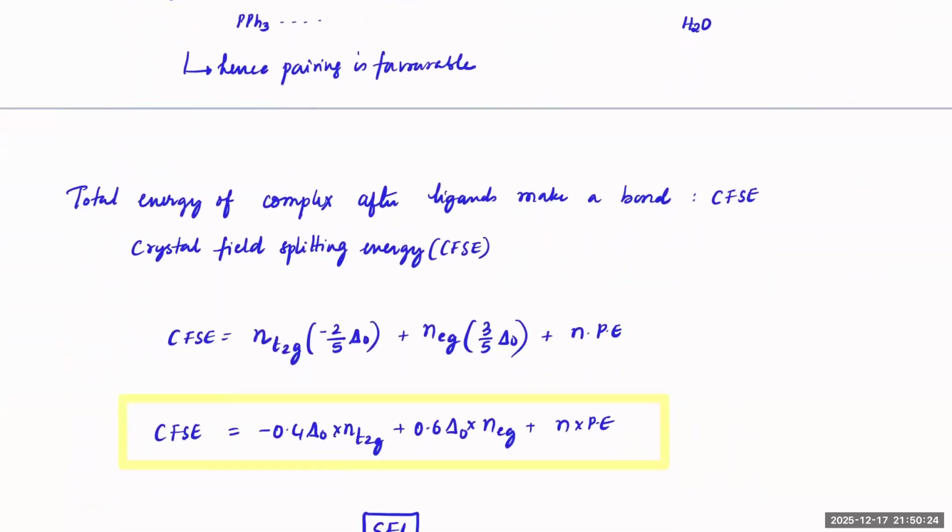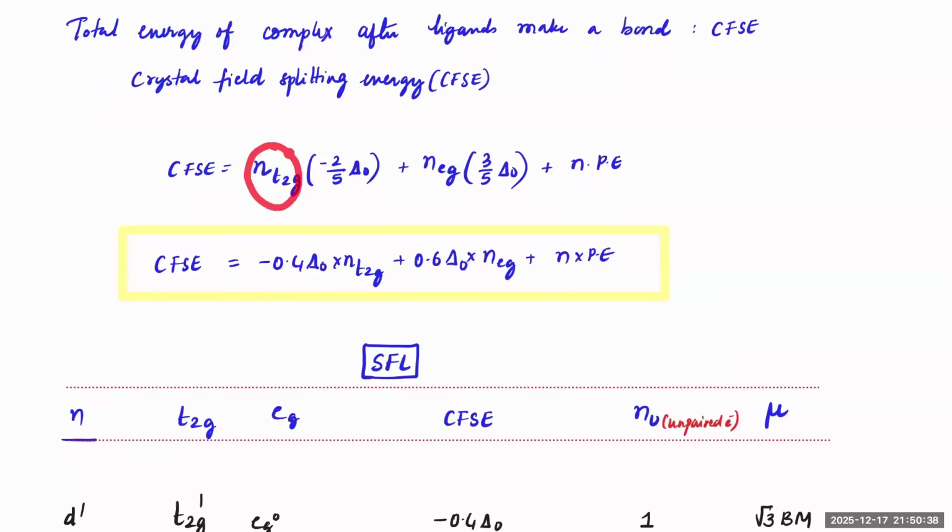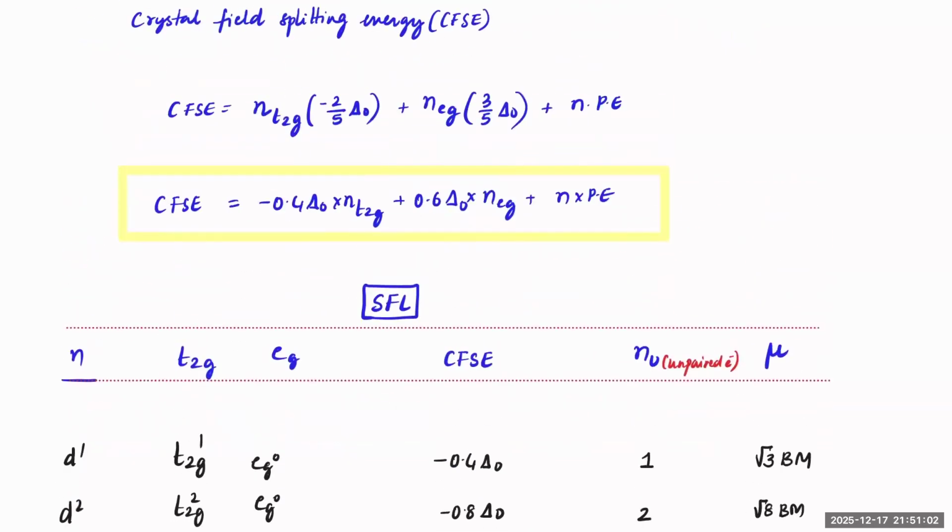Notice the total energy of the complex after ligands make a bond. That is what we call CFSE. How do we write it as a formula is like this: number of electrons in T2G multiplied by minus 2 by 5 delta naught, plus number of electrons in EG multiplied by 3 by 5 delta naught, plus number of new pairs into pairing energy. You had better remember it as a formula. Instead of fractions, you can write it in decimal form like this.